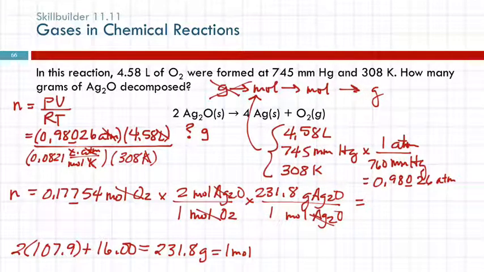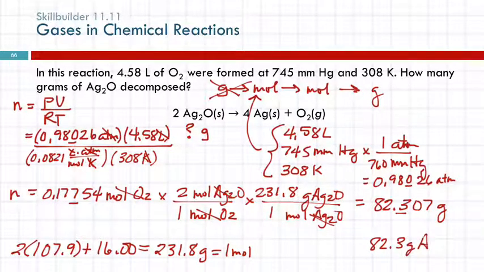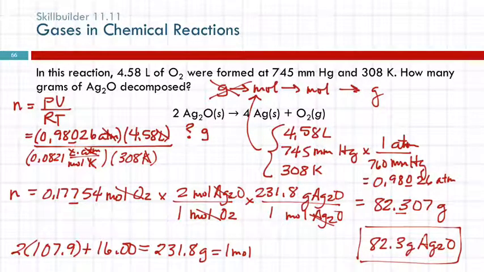0.17754 times 2 times 231.8 equals 82.307 grams. 3 significant figures: 82.3 grams of silver oxide. Any questions?